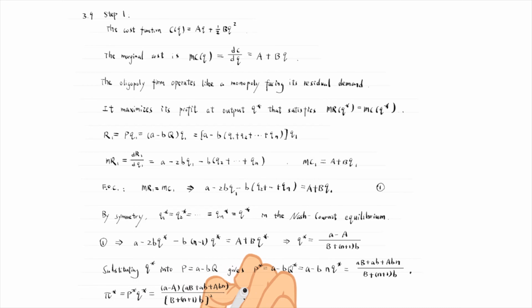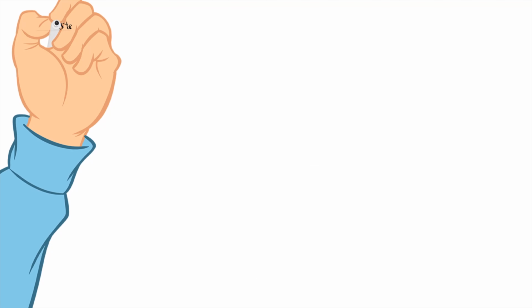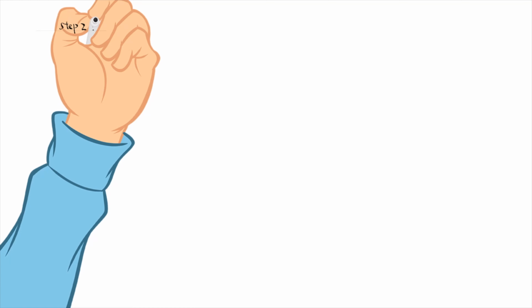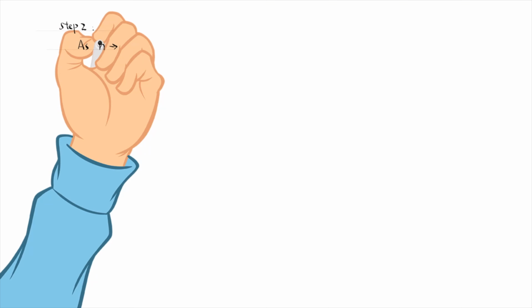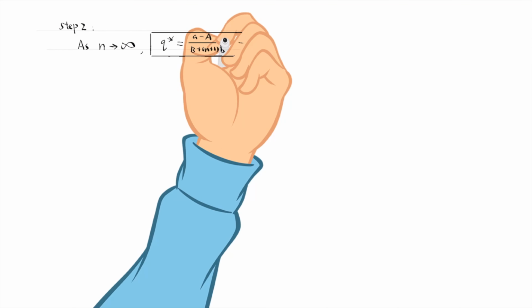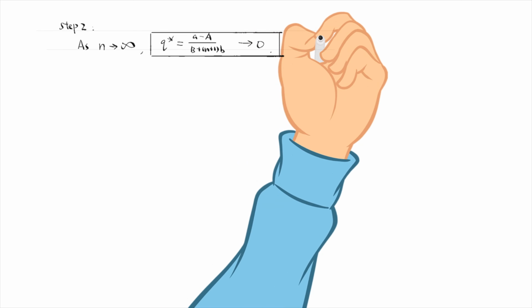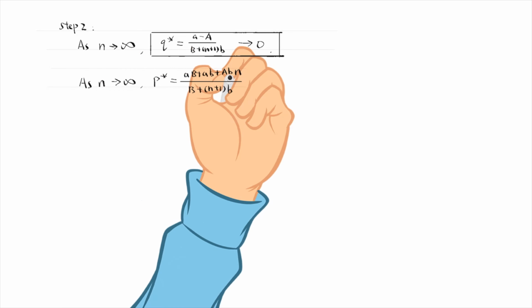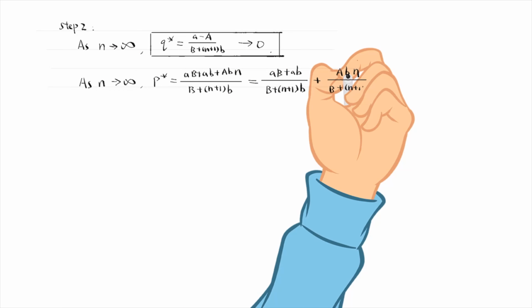Next, we figure out how the parameter n changes the market price and each firm's output. As the number of firms in the market n approaches infinity, each firm's output approaches 0 because the denominator approaches infinity. As the number of firms approaches infinity, the equilibrium price approaches the marginal cost.